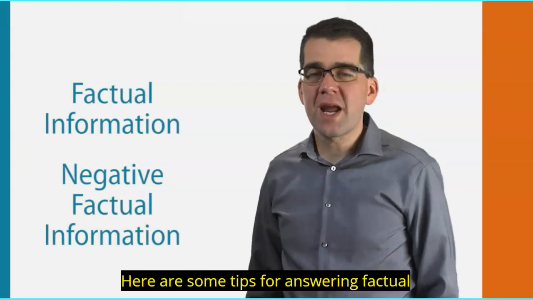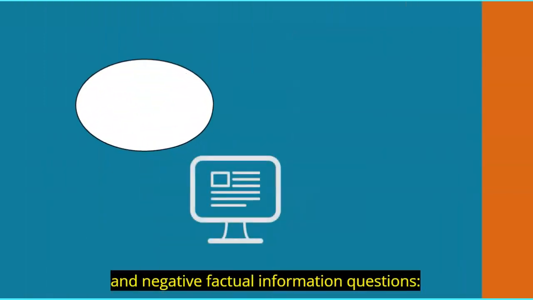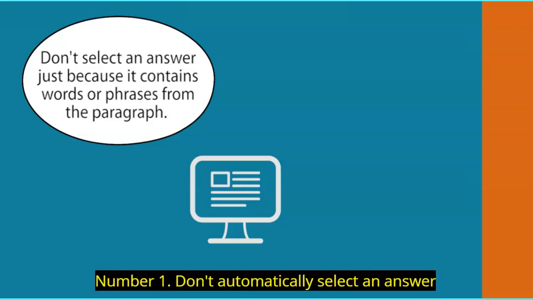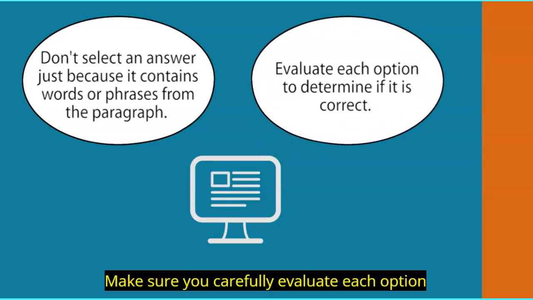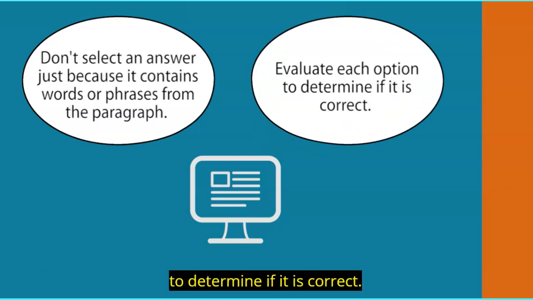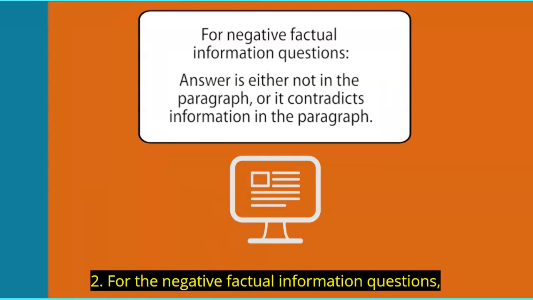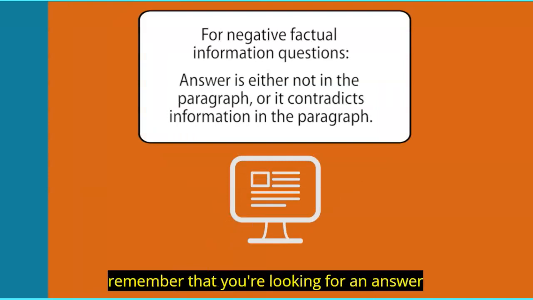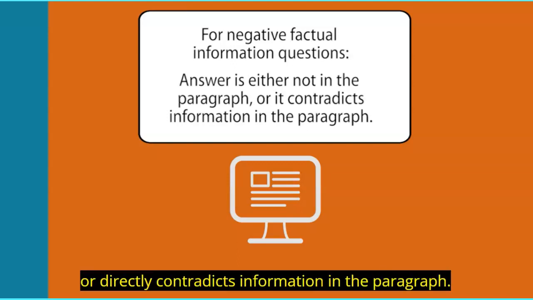Here are some tips for answering factual and negative factual information questions. Number 1, don't automatically select an answer just because it contains words or phrases from the paragraph. Make sure you carefully evaluate each option to determine if it's correct. 2, for the negative factual information questions, remember that you're looking for an answer that either isn't in the paragraph or directly contradicts information in the paragraph.